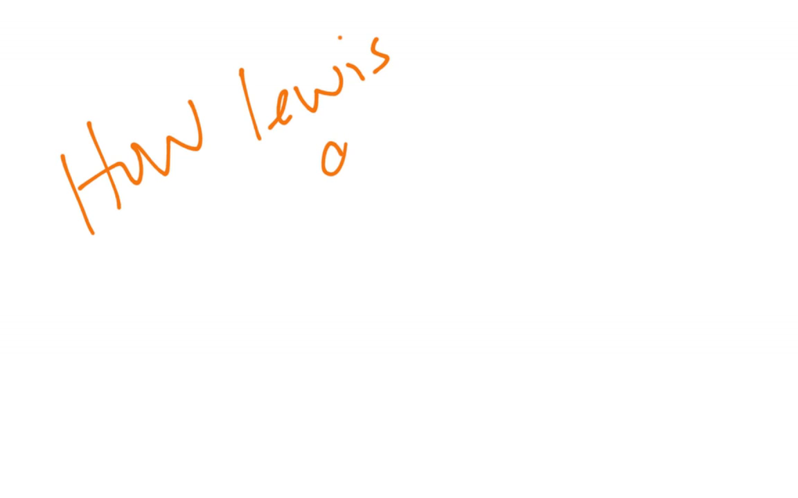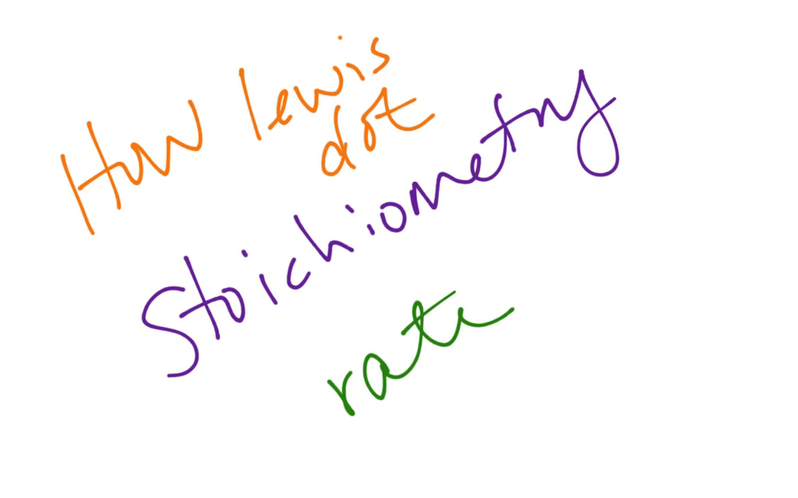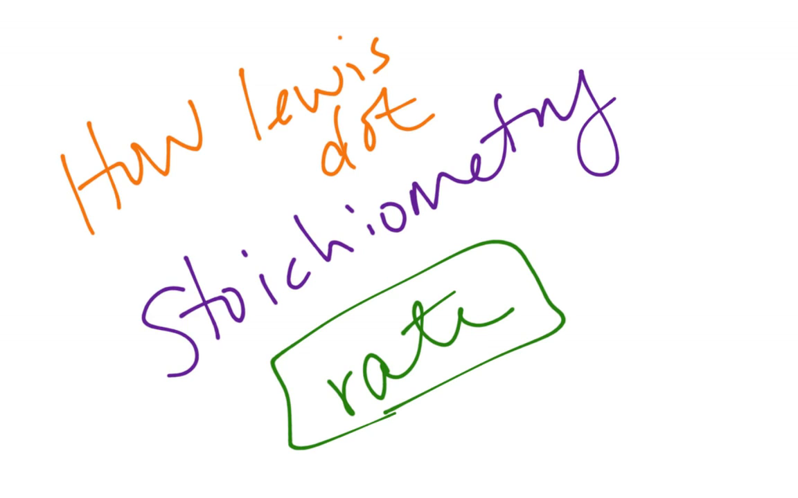We've looked at how an atom is put together, right? We have our Lewis dot structures. We've looked at the stoichiometry, how many of everything. Now the last piece of the puzzle is the rate. How fast is the reaction going to take place? Is it going to be an infinitely slow one? Is it going to be an instantaneous reaction? That is what the rate law is going to tell us.